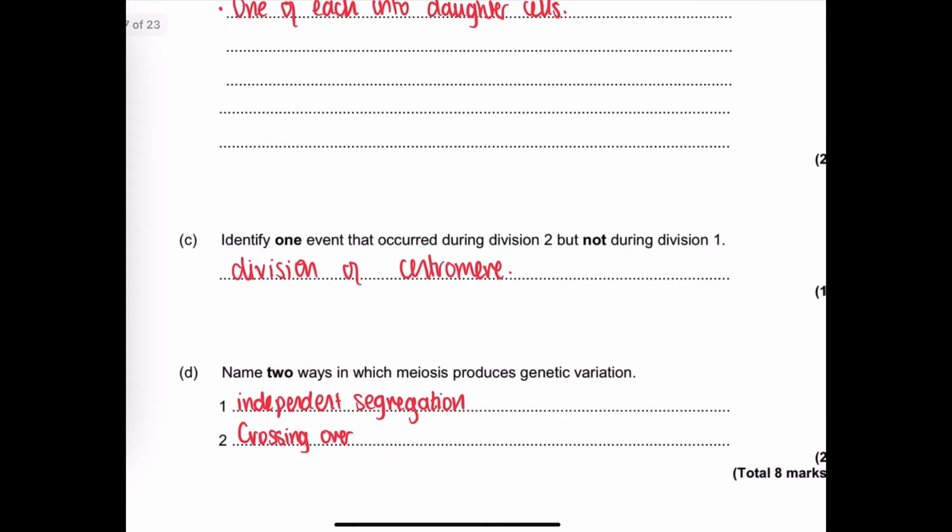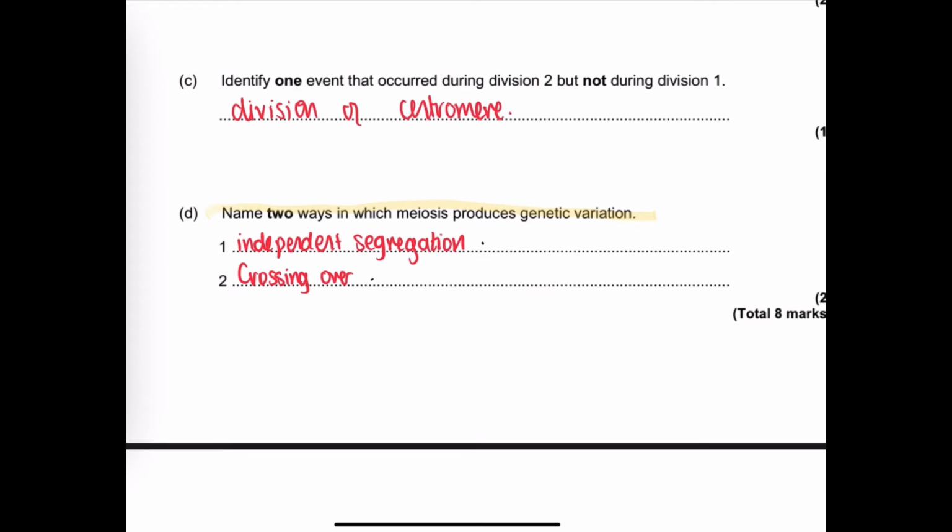So D, name 2 ways in which meiosis produces genetic variation. This is always the same 2 over and over again, so make sure that you learn it. And it comes up pretty often in this question. This is because of independent segregation, which is the same as random assortment, and also because of crossing over. And this only happens in meiosis. That's why we are so different from, let's say, our sisters, or from our parents. These type of things are what makes every single one of us so different, and there is variation in our genetics.